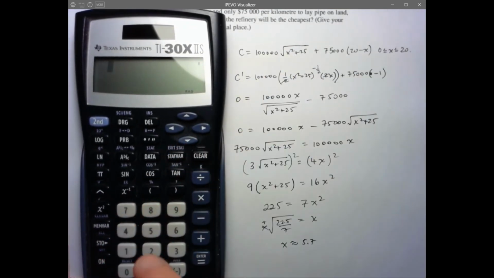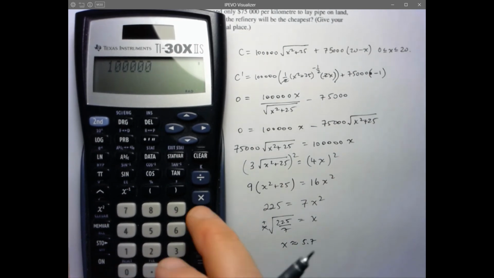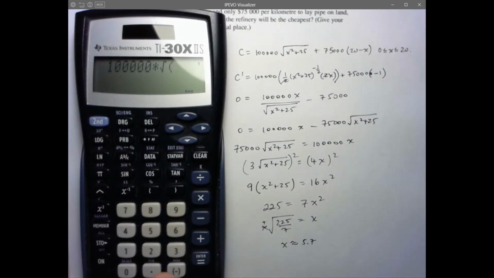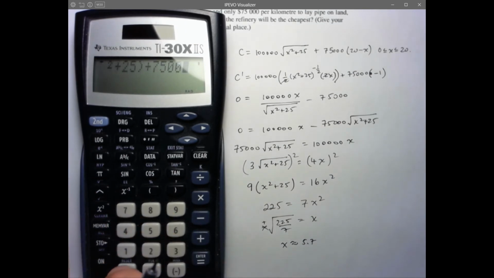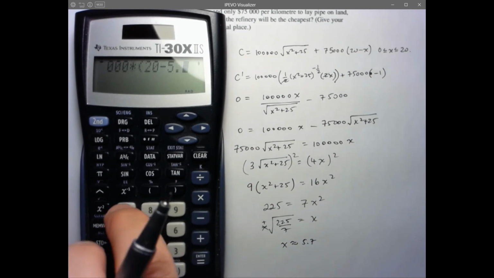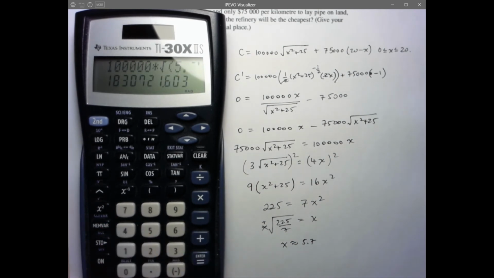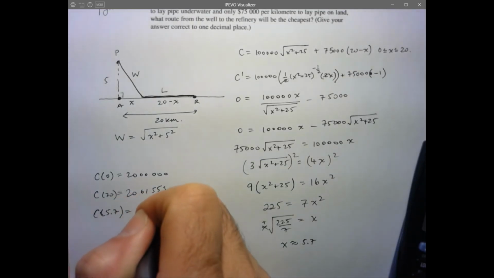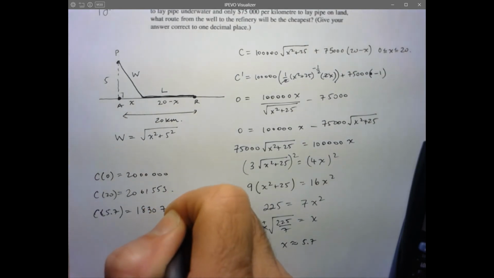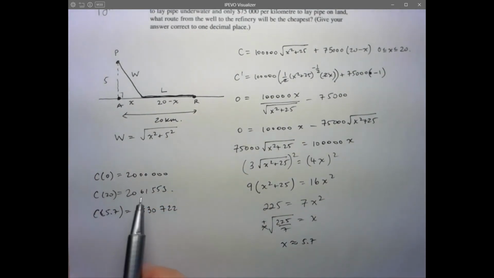All right, so let's put it back into there. So 100,000 times the square root of 5.7 squared plus 25, and then plus 75,000 times 20 minus 5.7. And there we go. We do get something smaller. So 1 million, it's 1,830,722 approximately. And so the minimum cost is going to occur when this x value is 5.7.